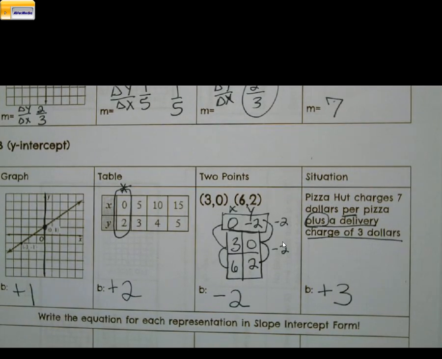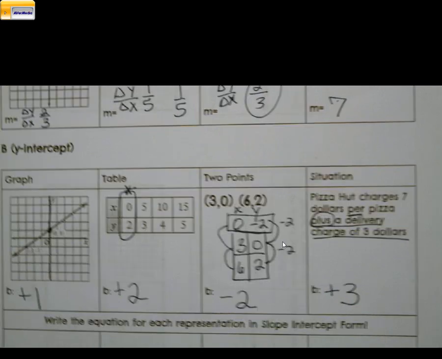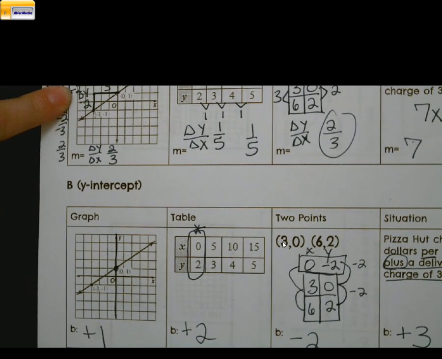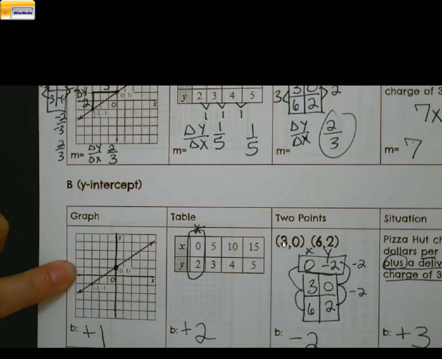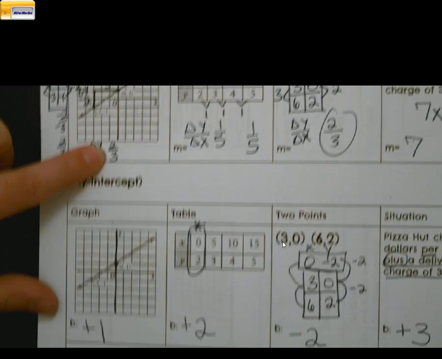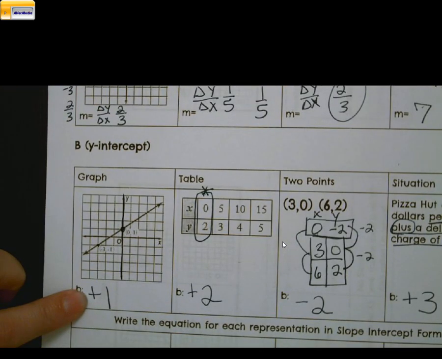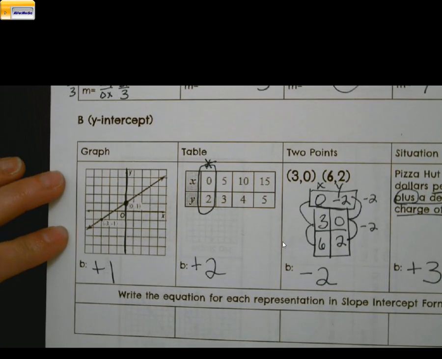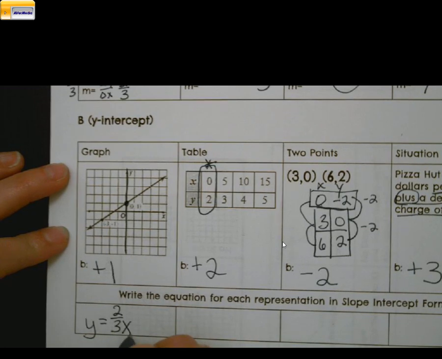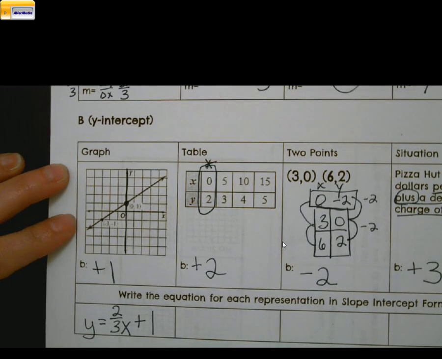Now we're going to put this all together with our slope and our y-intercept. Let's first look at this graph. This graph and this graph are the same. So I'm just going to write my equation. My slope was 2/3. My y-intercept was plus 1. So for my equation, y equals, slope comes first, then the x, then the y-intercept, which was a plus 1.